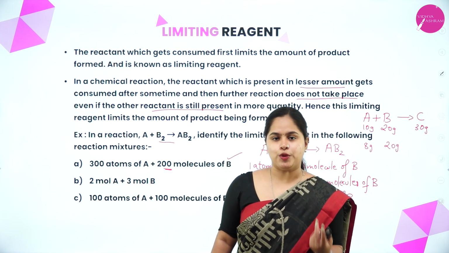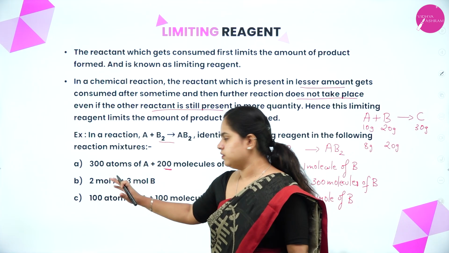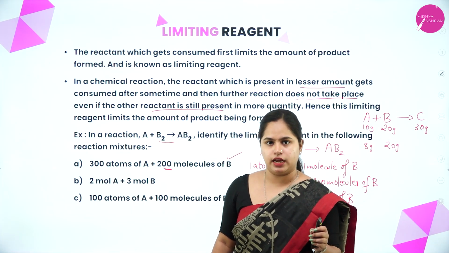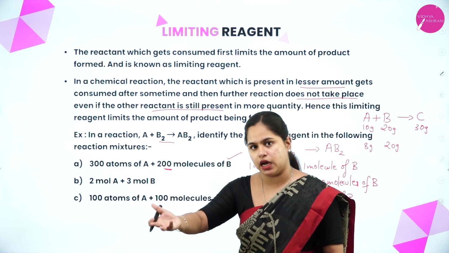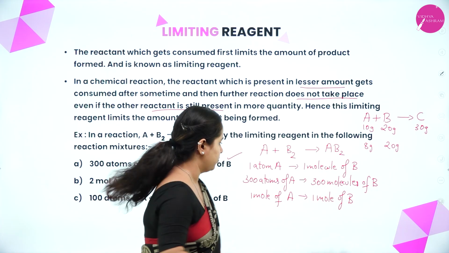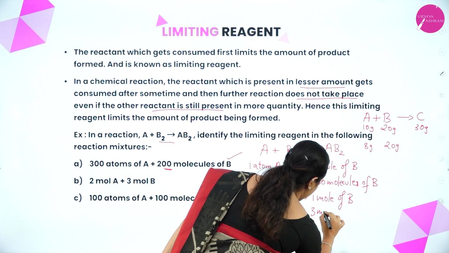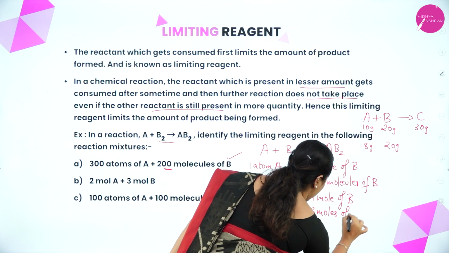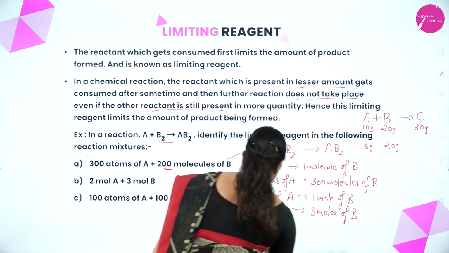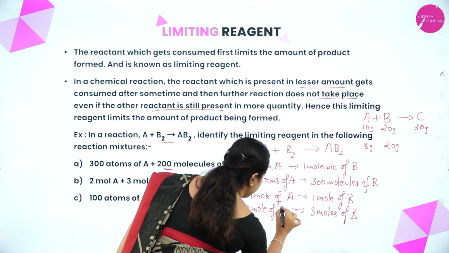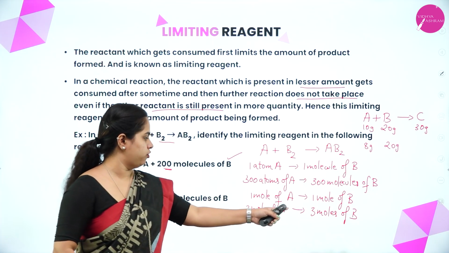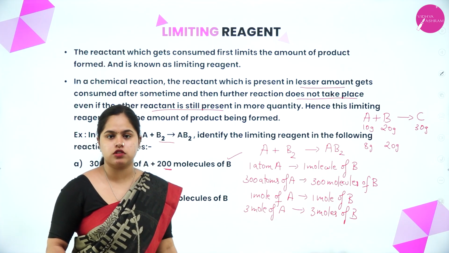So whenever you do numericals based on this, consider which one is the higher one. See, it is 2 mole and 3 mole here. Begin with the value which is higher. So I am beginning with 3 moles of B. So what does that mean? If I am having 3 moles of B, I require how much? 3 moles of A is required, right? 1 mole requires 1 mole of B. So 3 moles of A require 3 moles of B, right?